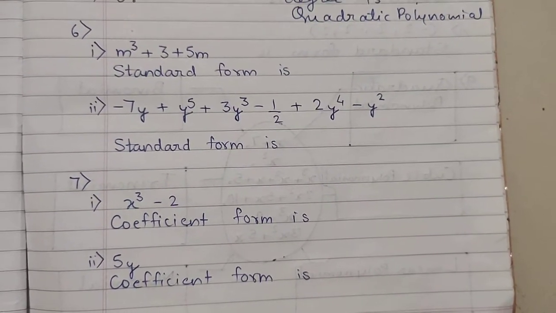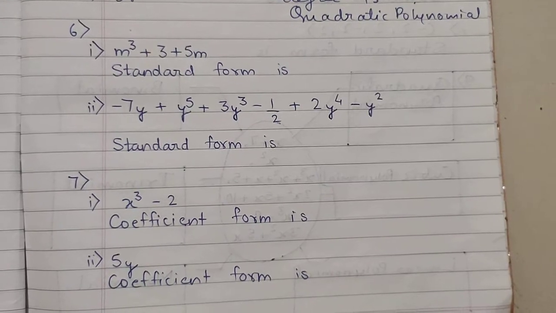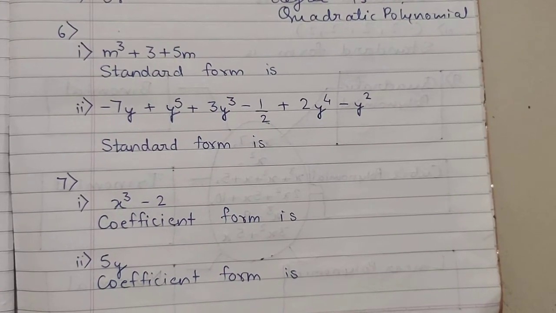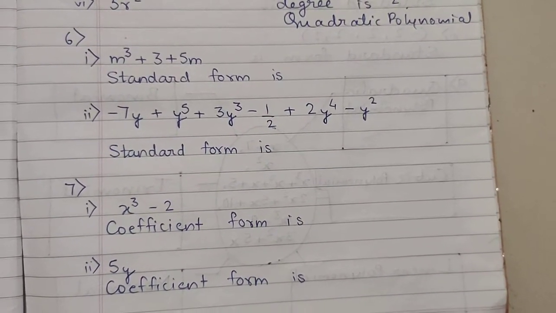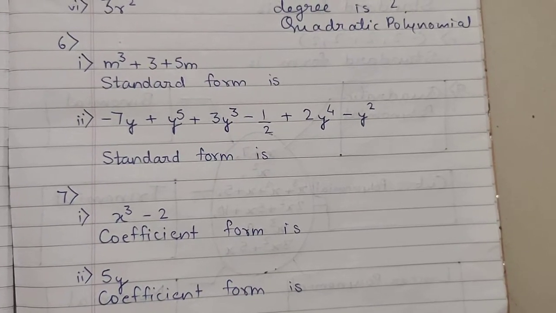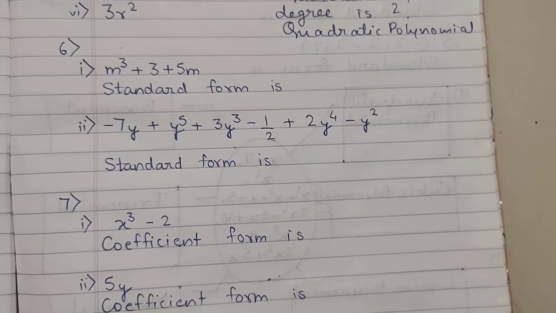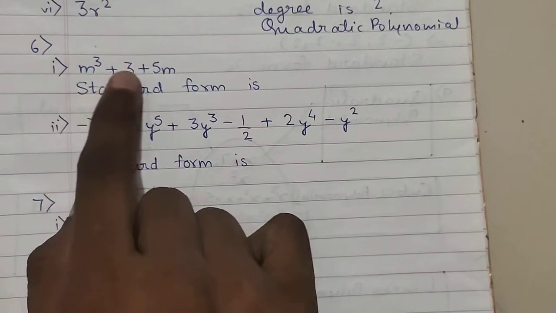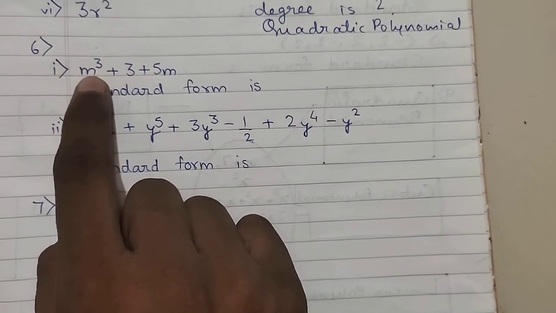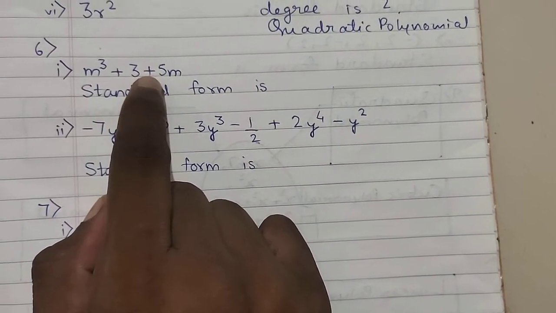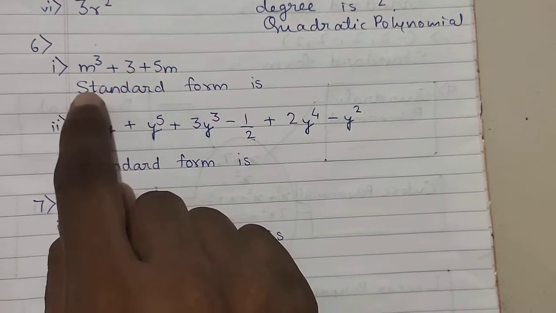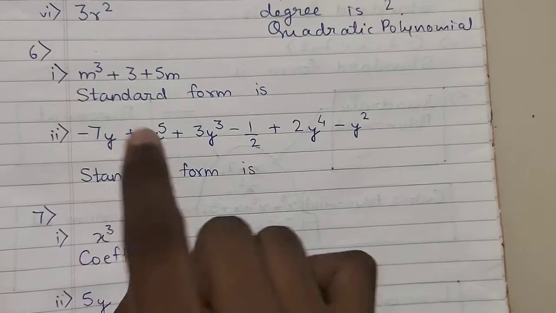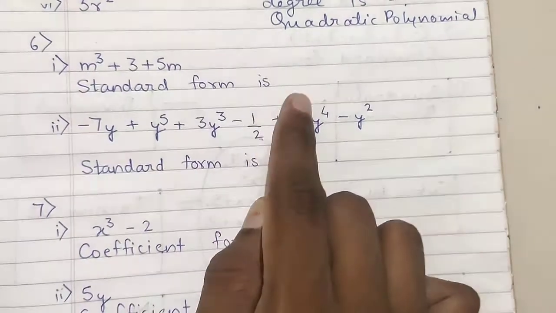Now what is question number 7? Write the following polynomials in standard form, that is descending order. Okay, so what you have to do, you have to write your polynomial in standard form. So let us learn what is standard form. Now see, already I have written the question. So what is the question? M cube plus 3 plus 5m. Now what we want to do, we want to write this polynomial in standard form. So that is why I have written here standard form is.